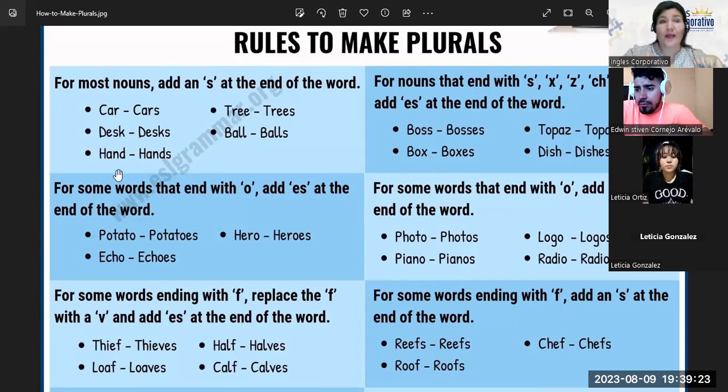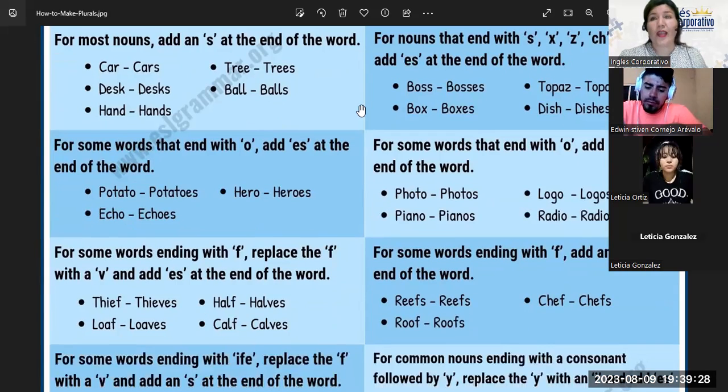Hands, okay? Plural. In the case that you want to make a potato puree, right? You need many potatoes. No me diga potatoes, por favor. It's potatoes. No me va a decir tomatoes tampoco. Tomatoes, okay? ¿Cuál es el cambio? Casi a todos se les agrega ese. A los que terminan en S, X, Z, CH, SH, le agregamos ES. Por ejemplo, bus, the buses. Box, boxes. Dish, dishes, right?